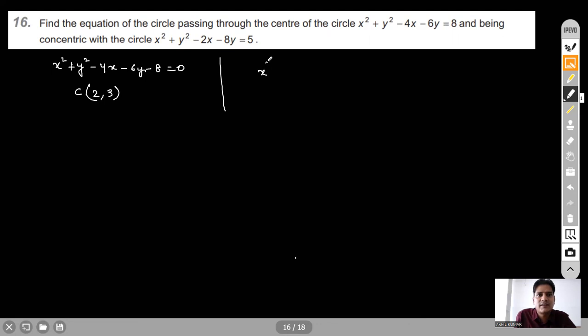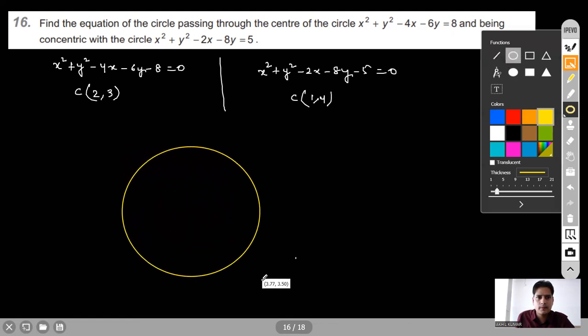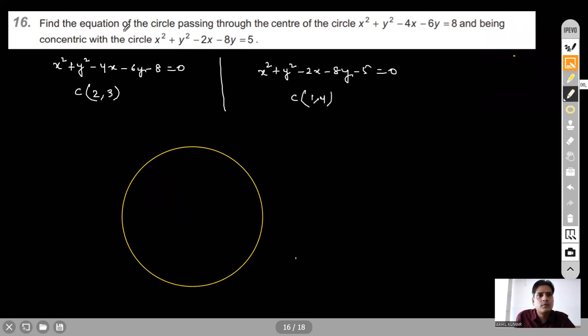And one more circle is given, that is x square plus y square minus 2x minus 8y minus 5 is equal to 0. So what will be the center of this? Center of this will be (1, 4), right? So now we have to find the equation of the circle passing through the center of the first circle. Let me say this one is C1 and this one is C2. The centers I am expressing as C1 and C2.